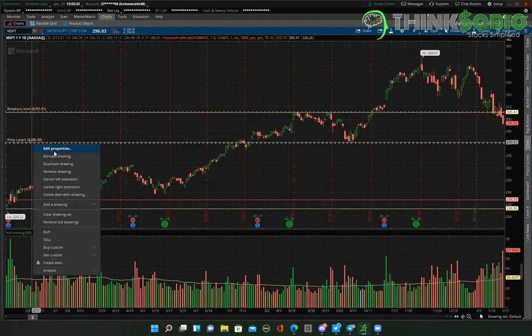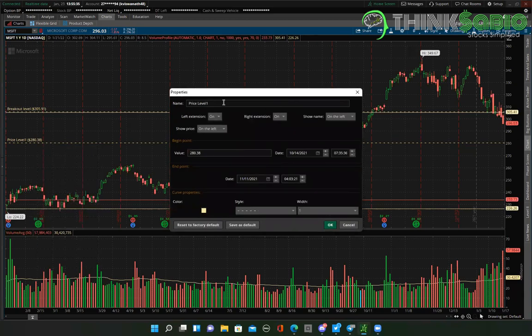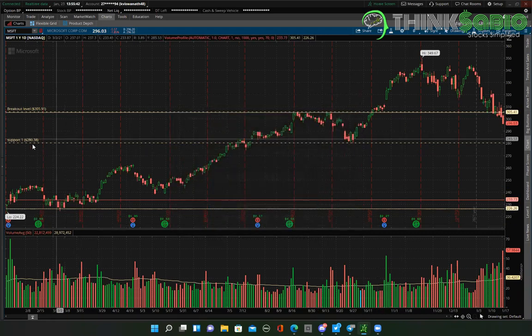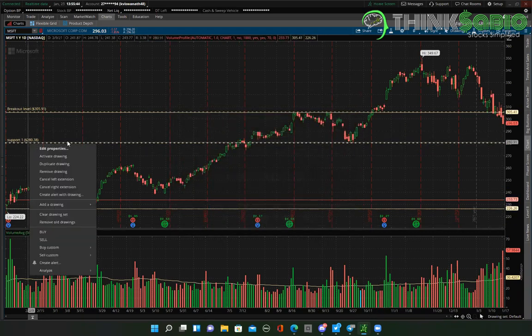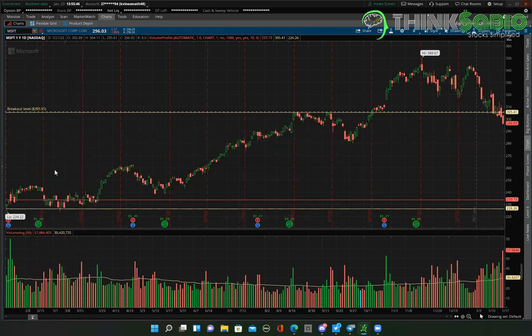Or if you want to basically make a comment, you can click on edit properties. You can make it as support 1. And you can click OK, and then you will have a support 1 line here. If you don't want it, you can remove the drawing. So that's how you draw support and resistance. Again, there is this area like 238 where you have a lot of consolidation followed by one support right here. So this could be another area where you can draw a support.